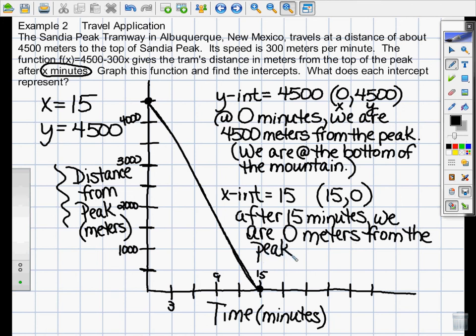It took us 15 minutes to get to the top of the mountain. That's what it's saying. It took us 15 minutes to get up to the top, which is 4,500 meters. So we traveled 4,500 meters in 15 minutes. So that's why we're 0 meters from the peak. That means we're at the peak. We're not any distance from it anymore. We're at the peak.